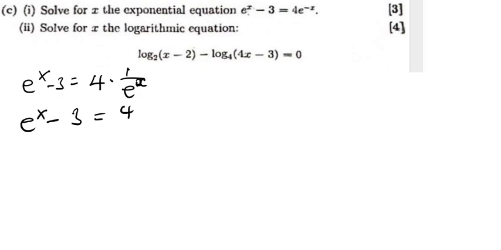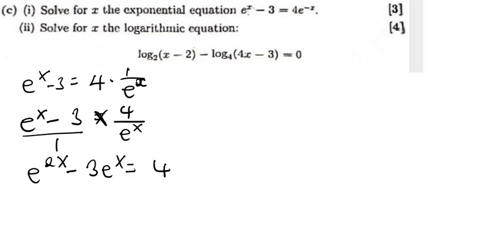So e to the power x minus 3 is equal to 4 over e to the power x. At this point I can cross multiply, and I'll have e to the power x times e to the power x, which is e raised to the power 2x, minus 3e to the power x is equal to 4. Shift 4 to the other side: e raised to the power 2x minus 3e raised to the power x minus 4 is equal to 0.